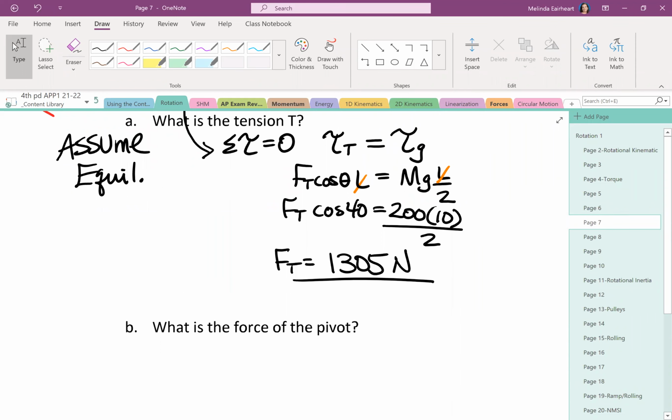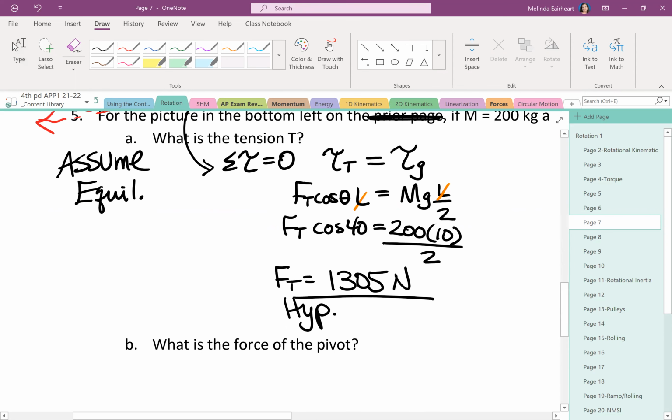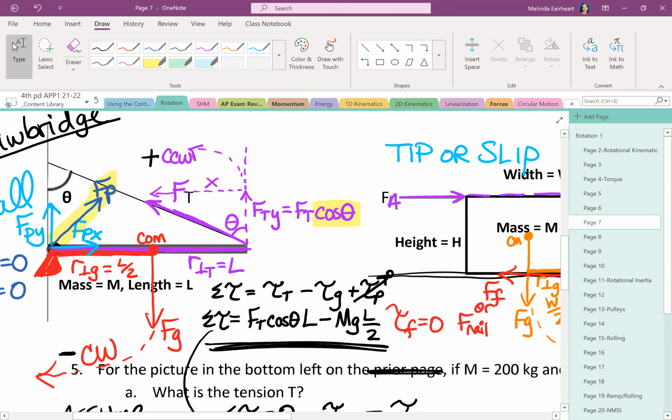Okay, so now we know the tension. Y'all, this is the hypotenuse, because we already took into account the component with the cosine 40. And so this is the hypotenuse. We solve for the hypotenuse. What is the force of the pivot? And so now we want the force of the pivot. We can go into forces now that we know 2 out of 3.